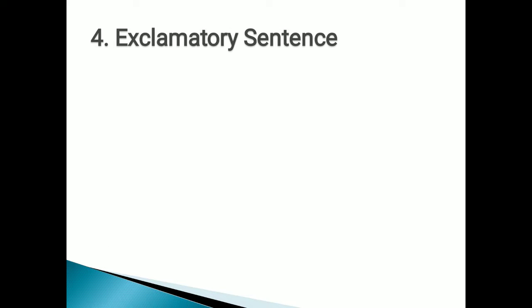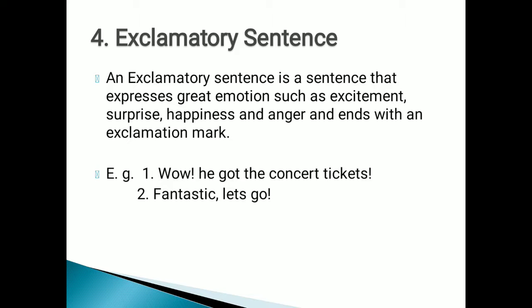And the last but not the least, the fourth type of sentence, that is exclamatory. Do you know why we use exclamatory sentences? An exclamatory sentence is a sentence that expresses great emotion, such as excitement, surprise, happiness. Maybe sometimes you are in an angry mood. So anger is also expressed by the exclamatory sentence. And these sentences end with an exclamation mark. So this is also a very simple thing. Whenever there is an exclamation mark, you need to remember that this statement is in the category of exclamatory sentence.